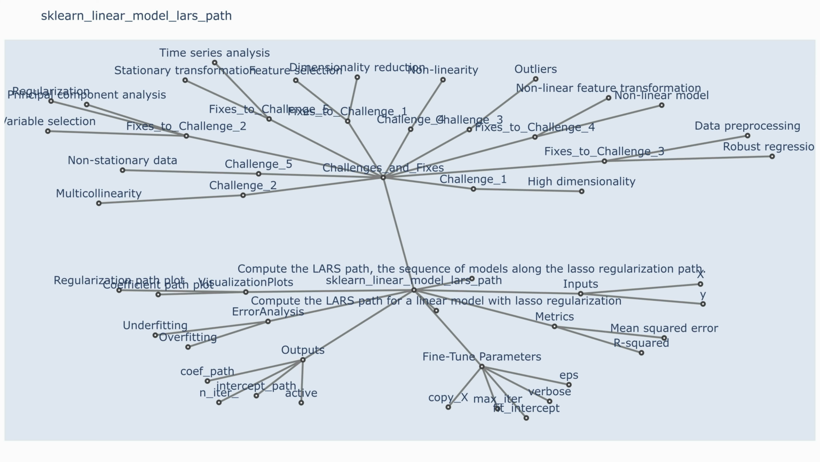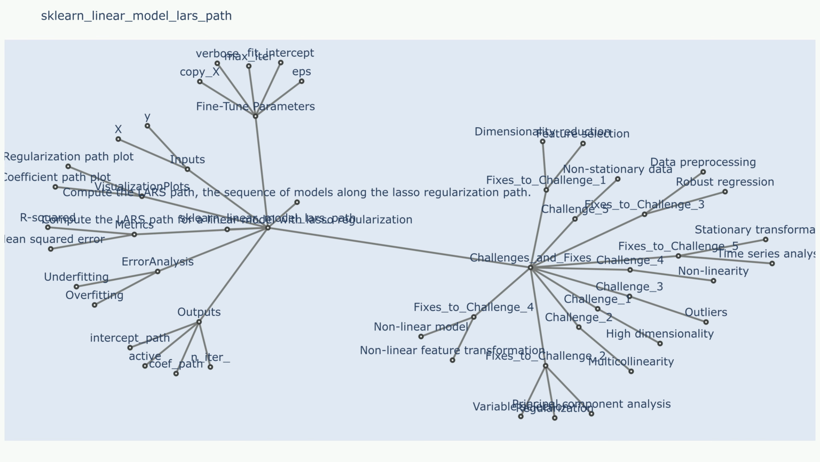sklearn, linear model, LARS path. Description. The least angle regression (LARS) algorithm finds the solution path for a linear model by progressively adding variables into the model in a greedy fashion. It provides a more efficient way to compute the entire regularization path compared to using the coordinate descent algorithm as in LASSO for a large number of features.